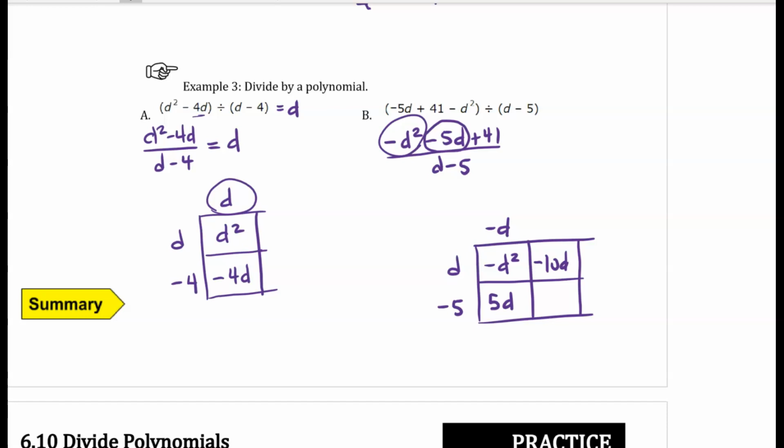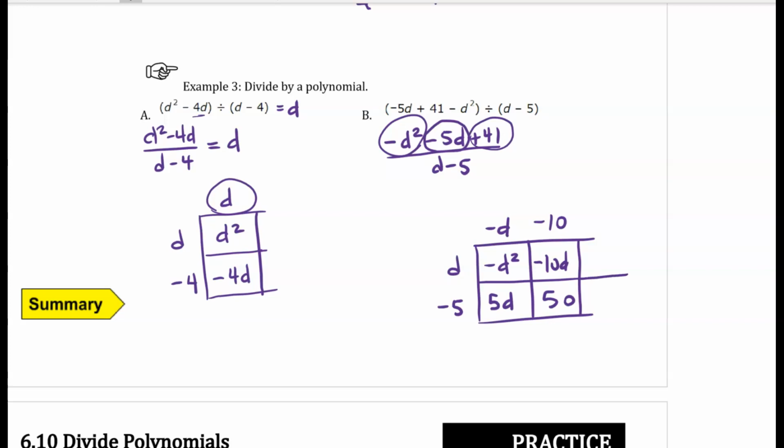So now I repeat that process. To get what goes on the top of that column, I ask myself, what do I multiply by d to get negative 10d? And the answer is negative 10. So negative 10 times d is negative 10d, and negative 10 times negative 5 is a positive 50. So we're multiplying to fill in the box. We're adding the things that are inside. Now I need to extend my box because this 50 is not the term that I need. I need 41 for my constant term.